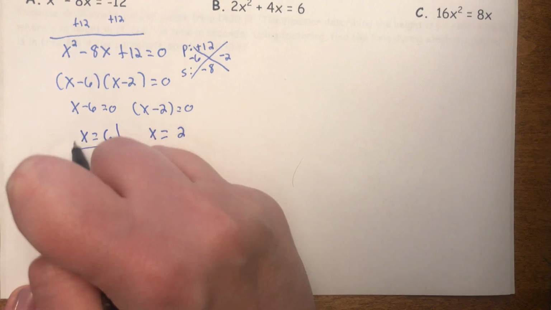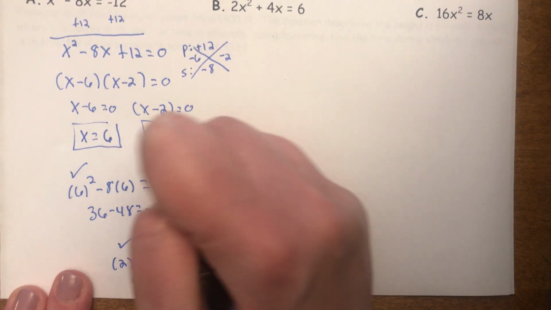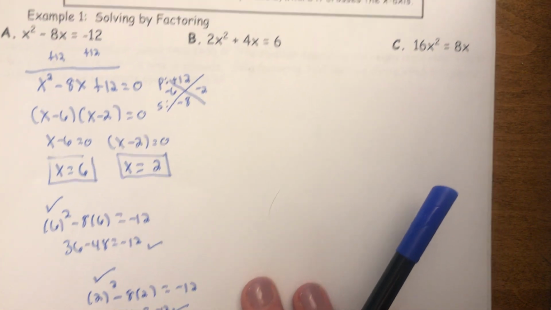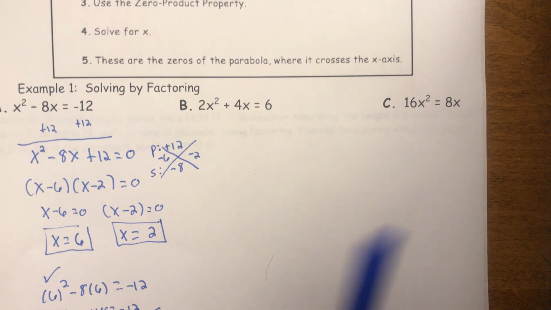So we have 2 places where our parabola is going to cross the x-axis. These are x-intercepts at x equals 6 and x equals 2. Sometimes they will call them the zeros. Sometimes they will call these the roots or the intercepts. Roots, zeros, and intercepts are all interchangeable, and that's what we have found by solving this quadratic. Let's continue on to the second one.